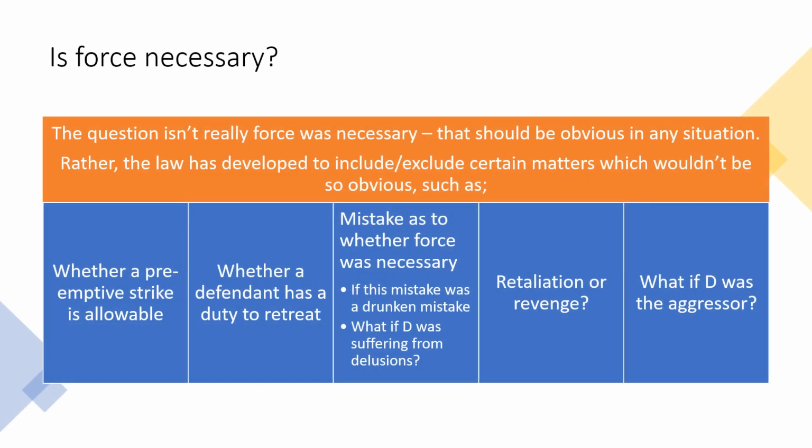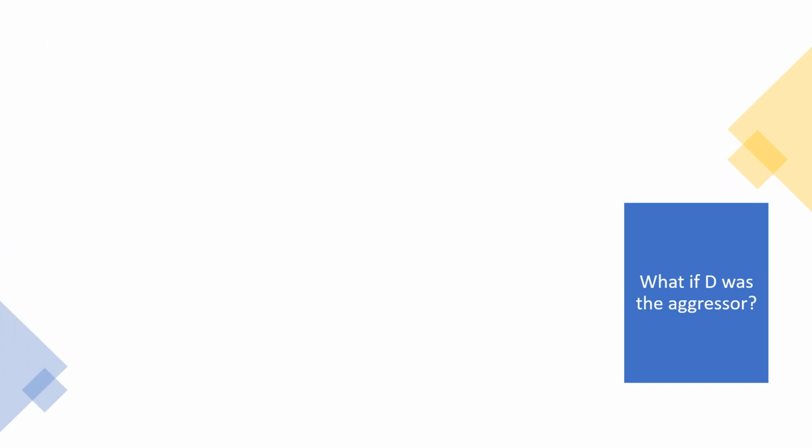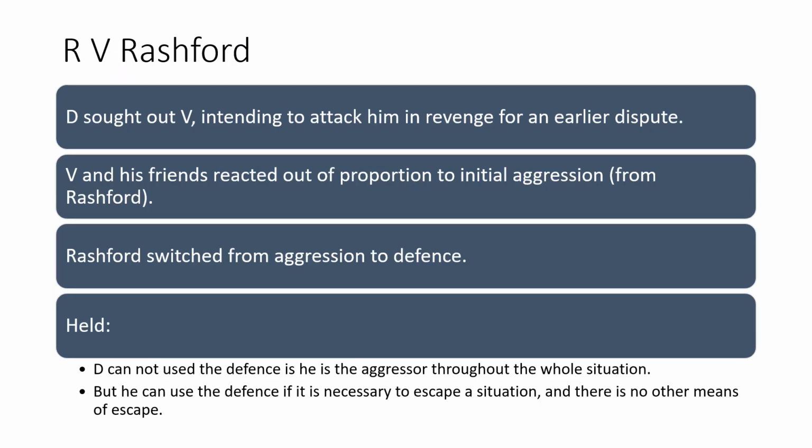And finally, what if the defendant is the aggressor? In school terms, he started it. A good case is Rashford, where the defendant sought out the victim, intending to attack him in revenge for an earlier dispute. The victim and his friends reacted out of proportion to the initial aggression from Rashford. He then switched from aggression to defence.